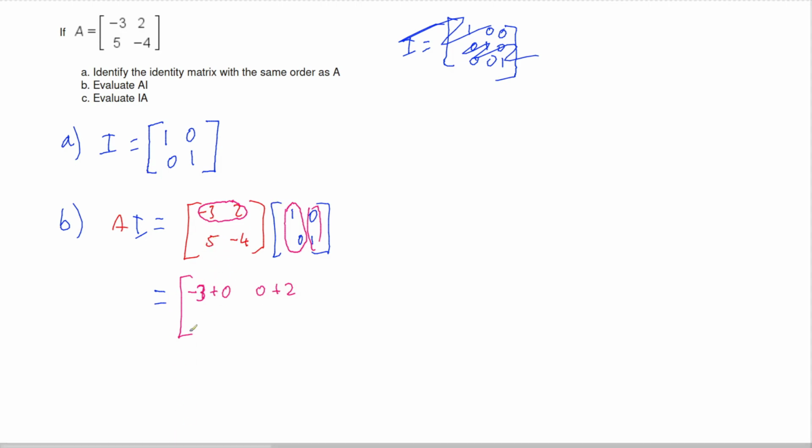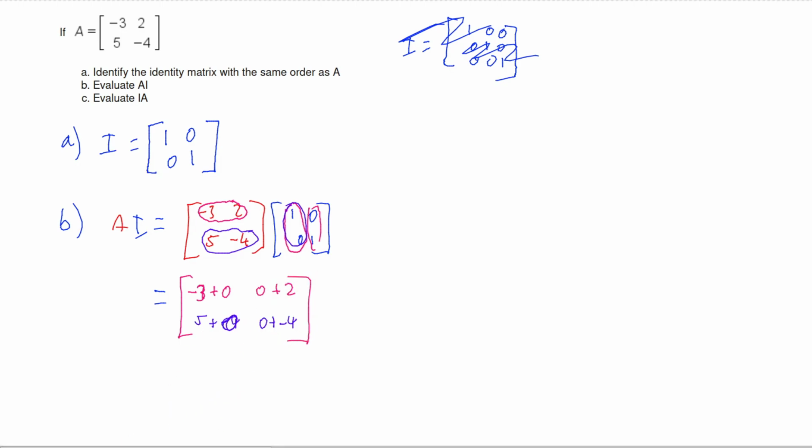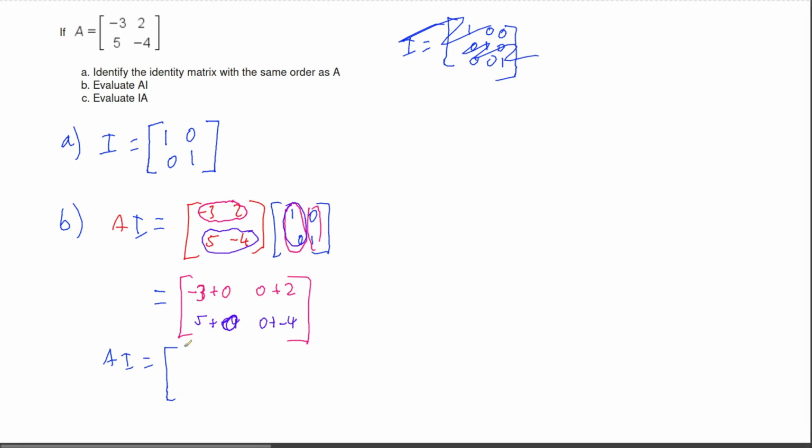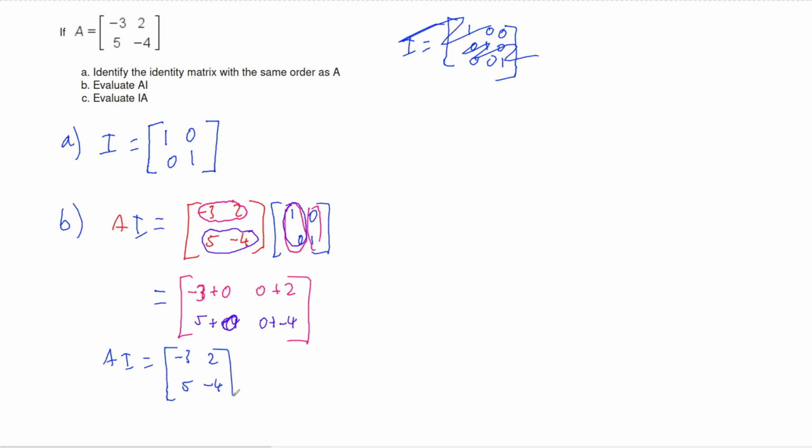Then we can move on to the next row and repeat it with both my columns. So 5 times 1 is 5, plus -4 times 0 is 0, and 5 times 0 is 0, plus -4 times 1 is -4. So that gives us our product. So that means that the product A times I: -3 plus 0 is -3, 0 plus 2 is 2, 5 plus 0 is 5, 0 plus -4 is -4.